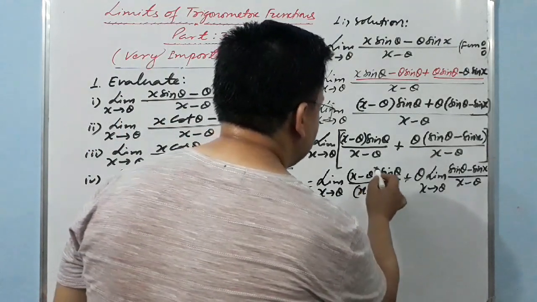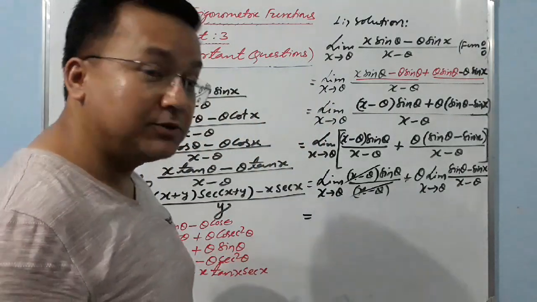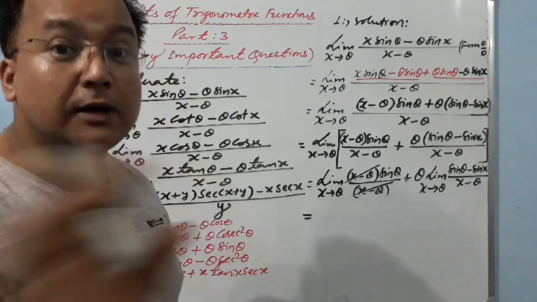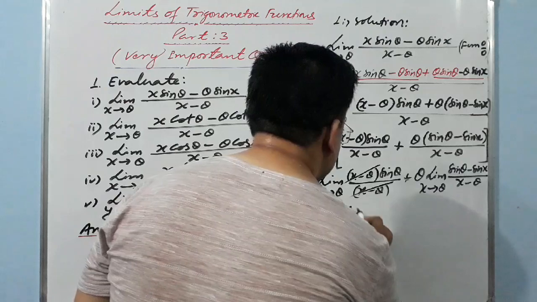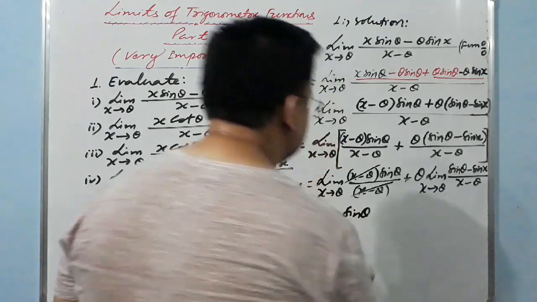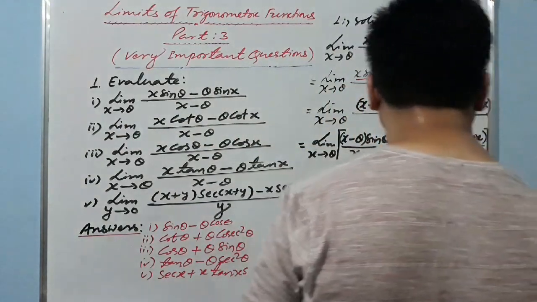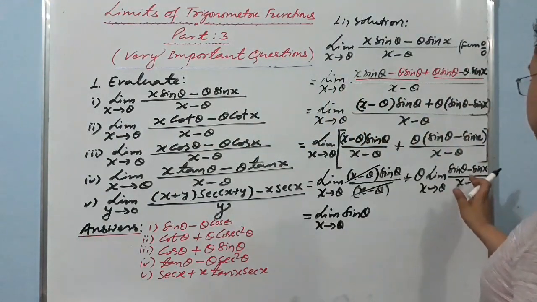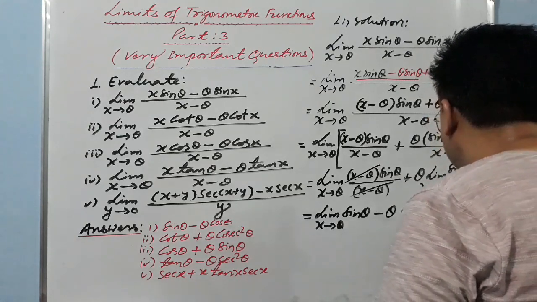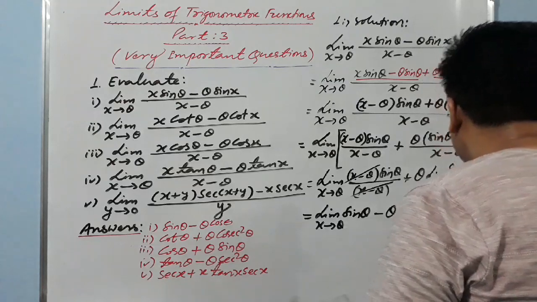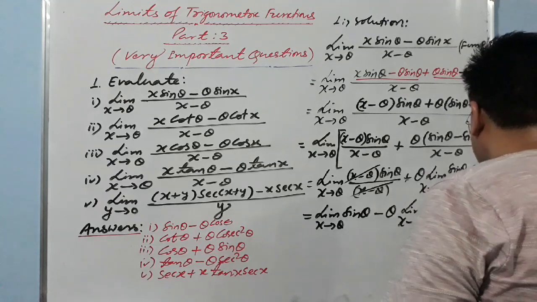We can cancel them because x tends to theta means x minus theta is not equal to 0, and the limit of sin theta as x tends to theta is sin theta, since it is a constant, plus, with a little change, minus theta taken common outside, the limit as x tends to theta of sin x minus sin theta over x minus theta.